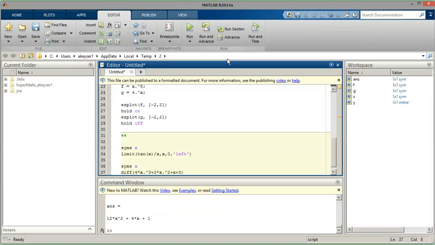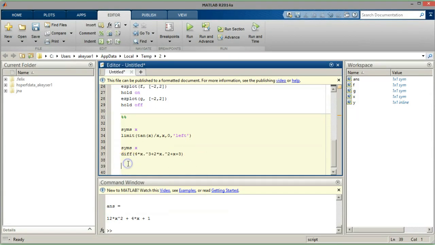Integration is pretty much the same type of deal. You're going to put the command for the integral, then the function, then the variable of integration, and then you're going to put the actual limits of integration. So for example, syms x, and the command for integration is just int.